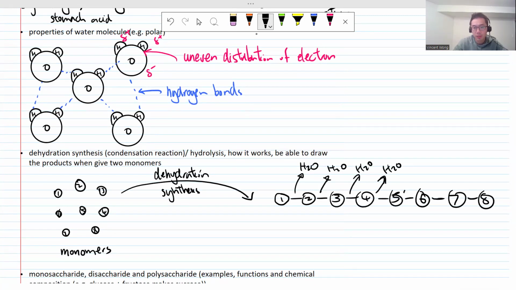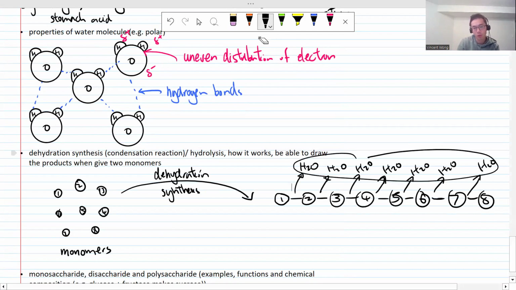Okay, so this is important. When you have 8 monomers that you need to connect together, you will remove a total of 7 water molecules because there are 7 bonds here, right? 1, 2, 3, 4, 5, 6, 7. 7 bonds are needed to connect 8 monomers together. So in total, you have 7 H2O that are removed.